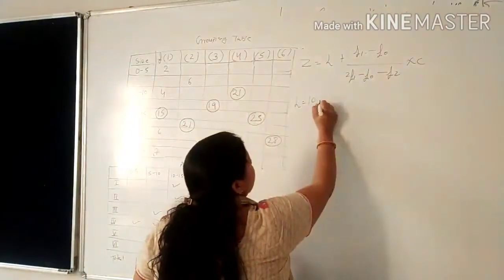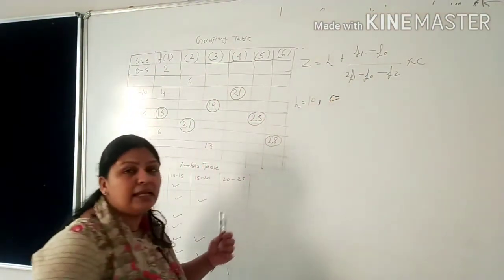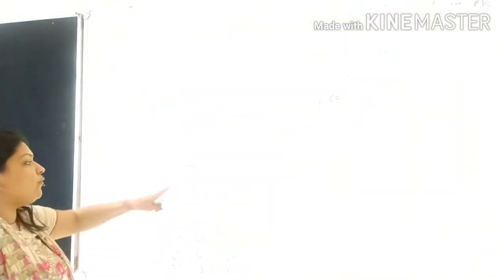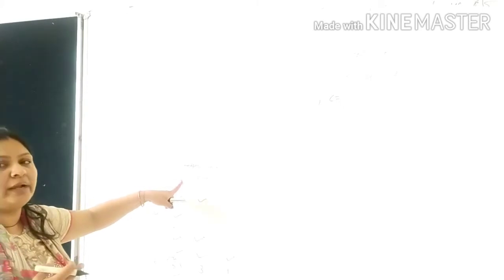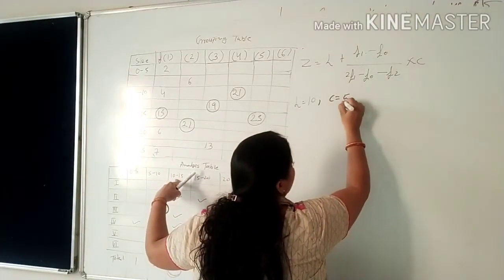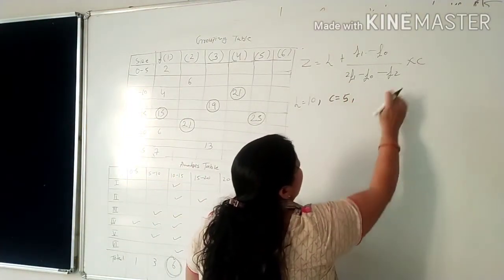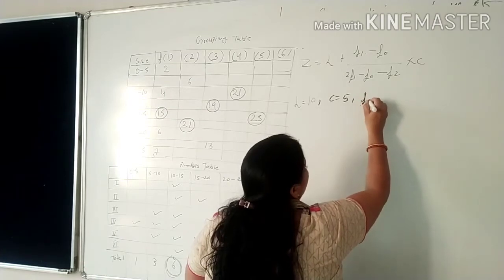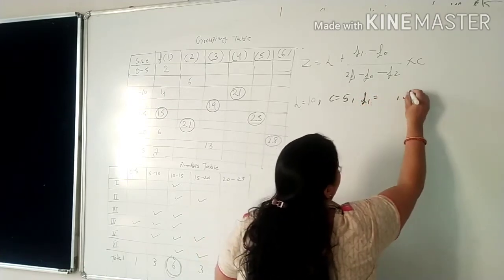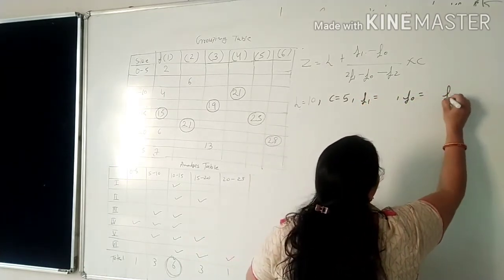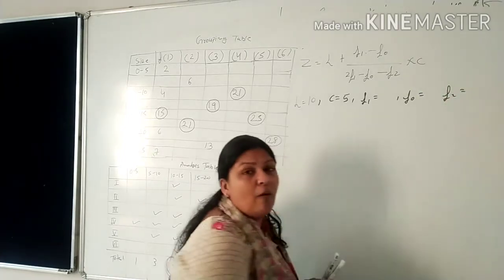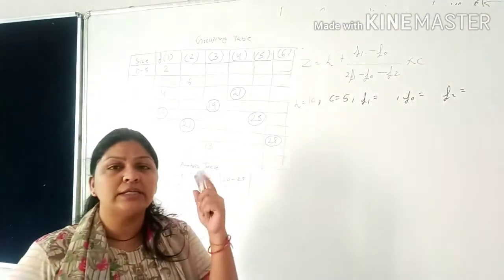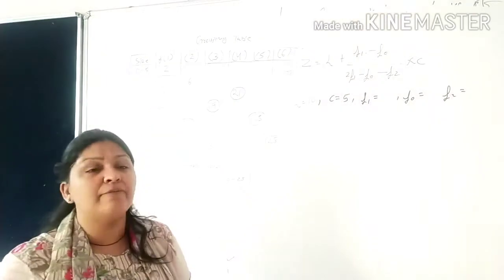Now, what is your C? हमारा C क्या होगा? What is our C? So what is the class interval we have to find out? Our class interval is 10 to 15. It means it should be 5. So our C is 5. Now frequency F1 and F0 and F2. Now the question arises, what is our F1, what is our F2 and what is our F0?